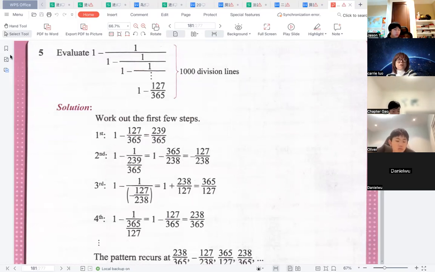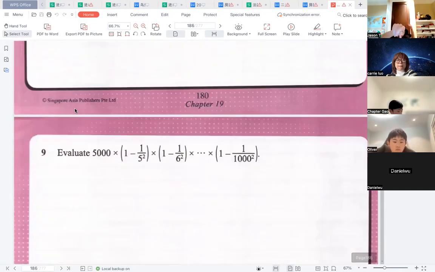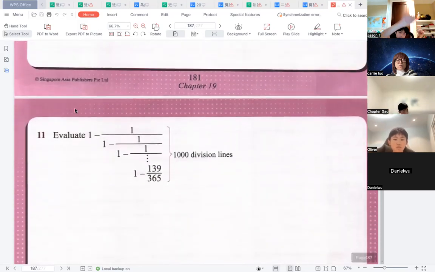Okay, so everybody, if you understand this one, we're going to take a look at this one, okay? Number 11.